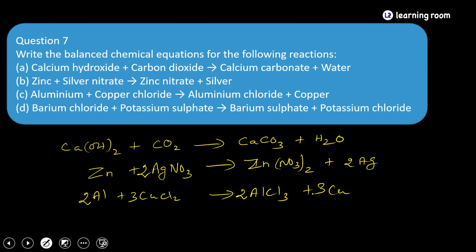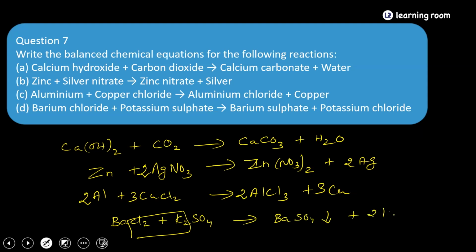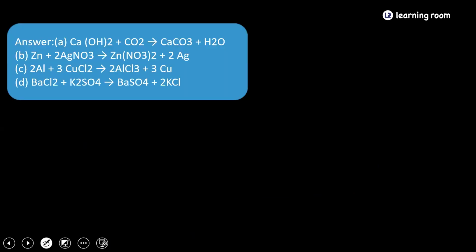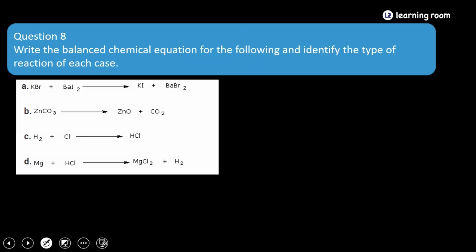Okay. Next, barium chloride BaCl2 and potassium sulfate K2SO4. Then what happened? It gives BaSO4 as a precipitate and then 2KCl as a product. Okay. Is it correct? Is everything we wrote correct? Next, write the balanced chemical equation for the following and identify the types of reactions.